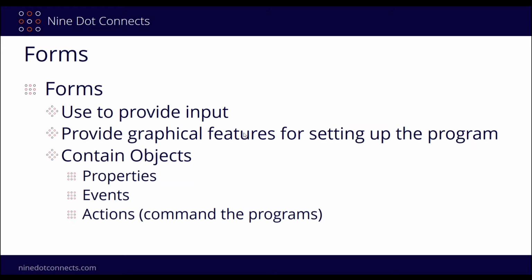Now we have to understand that when we're making a form, we are dealing with something called objects. I'll talk more about objects a little bit later on, because we're really dealing with object-oriented programming. And in object-oriented programming, we have three things: we have properties, we have events, and we have actions, or what we can call commands to the program.